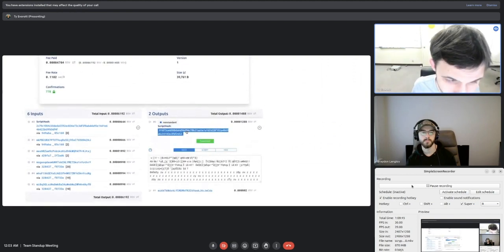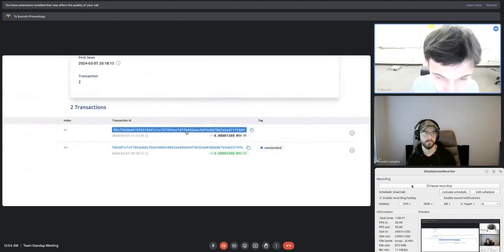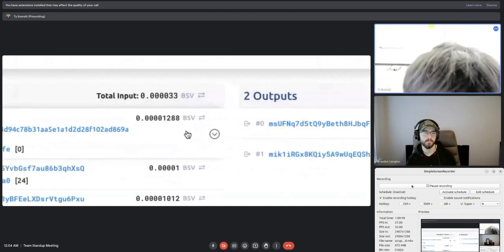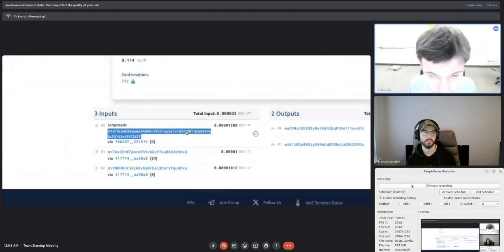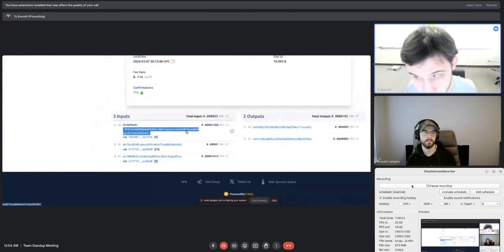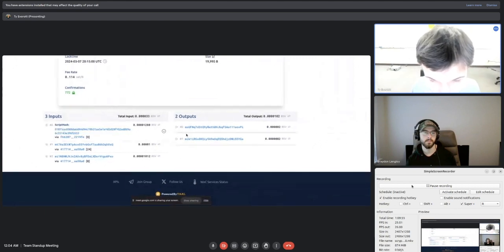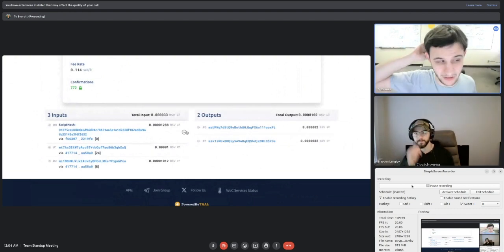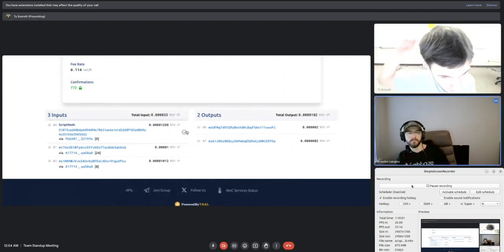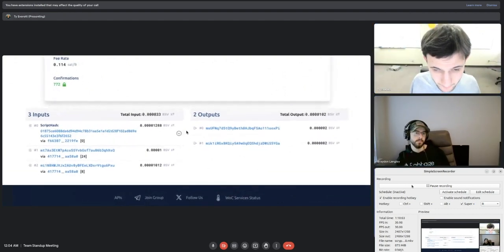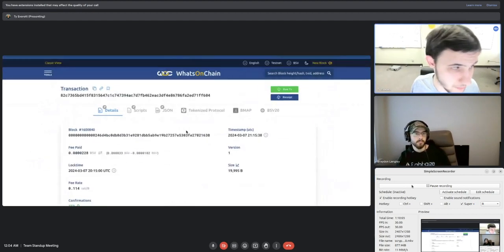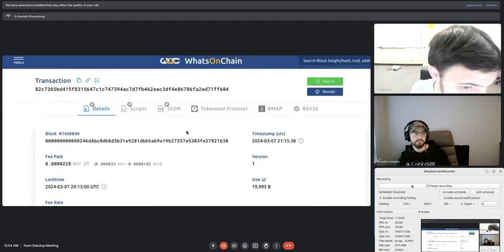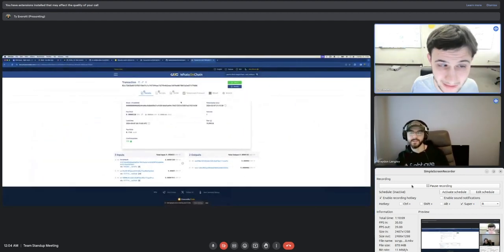So that output got created, then it got spent by the winner. 1288 Satoshis got used as input and then captured by the person who claimed the winnings. And there's a TXID for posterity. So there that is. That's how that works.